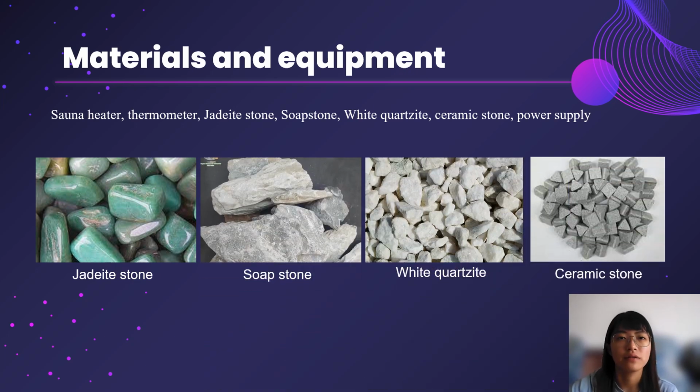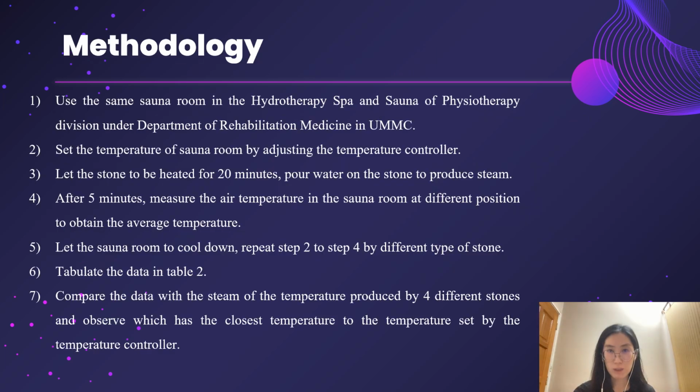Again, our experiment 2 is proposed to be done in the same sauna room in the Hydrotherapy Spa and Sauna or Physiotherapy Division under the Department of Rehabilitation Medicine in UMMC. The temperature of the sauna room is set by adjusting the temperature controller, and then we will let the jet stone be heated for 20 minutes. And after that, we pour some water onto the stone to produce some steam.